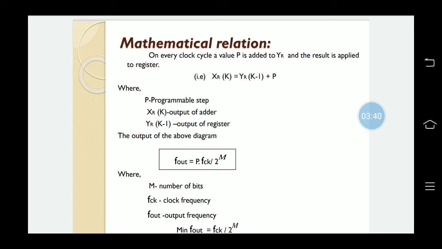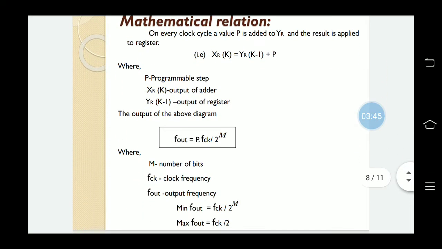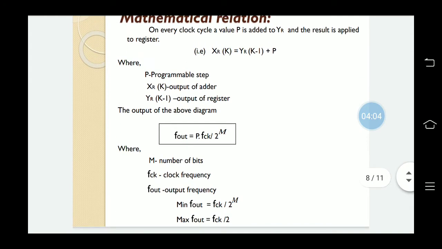The output frequency, denoted as f out, is equal to p into f clock divided by 2 power m, where m is the number of bits, f clock is the clock frequency, and f out is the output frequency. The maximum output frequency generated by this diagram is f clock divided by 2 and the minimum output frequency generated by the diagram is f clock divided by 2 power m.